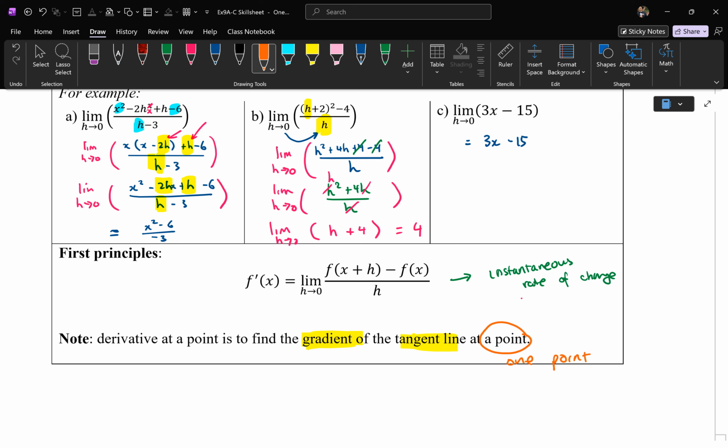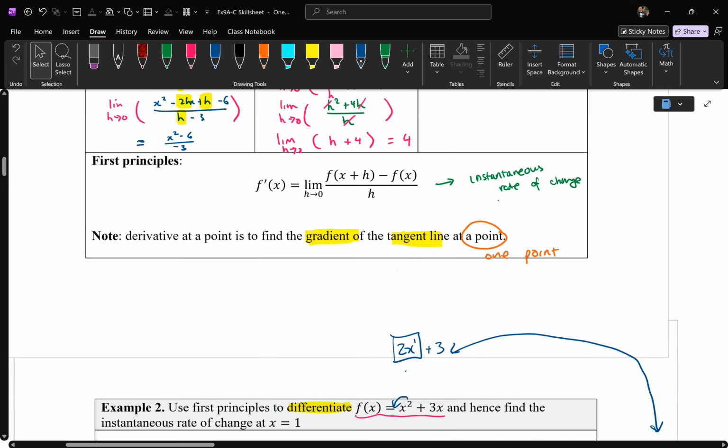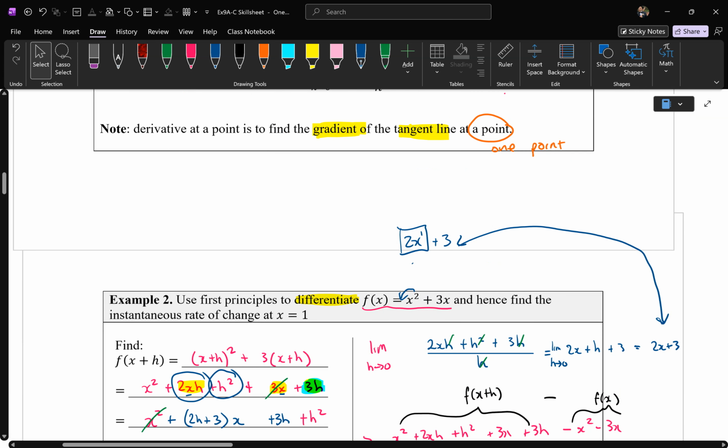And all of that stems from this idea: to find the instantaneous rate of change. Okay? All right. Let's do some examples.